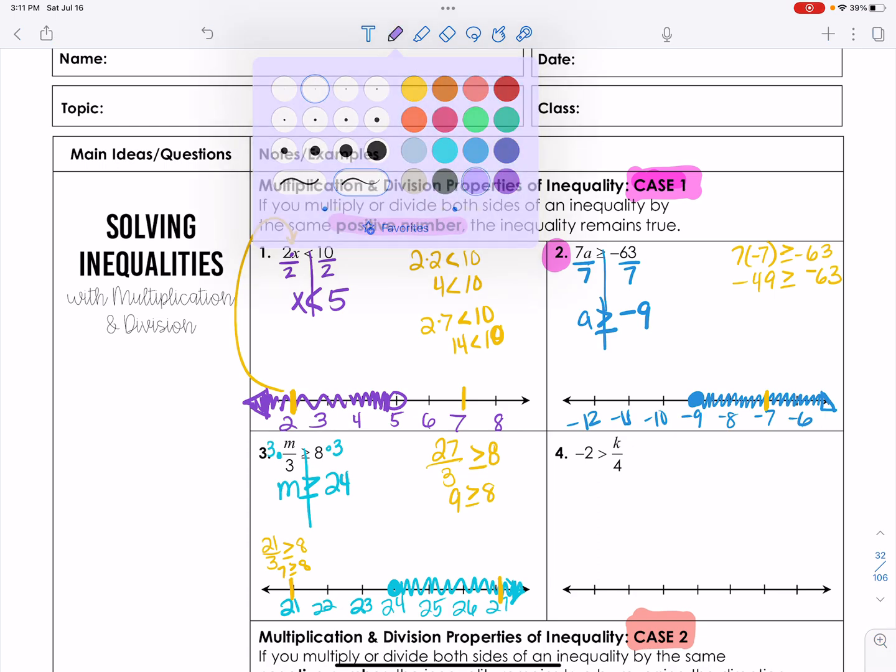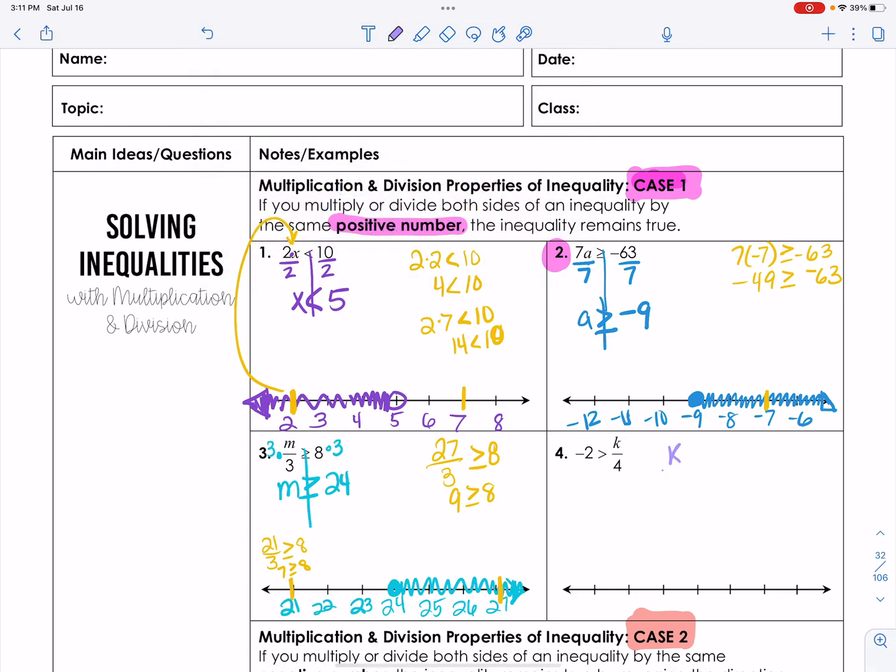Okay, on number 4, I would flip-flop before you started because it's hard to graph these when the variable's not on the left. I would like you to take a second, and I would like you to do number 4. Finish it from here.